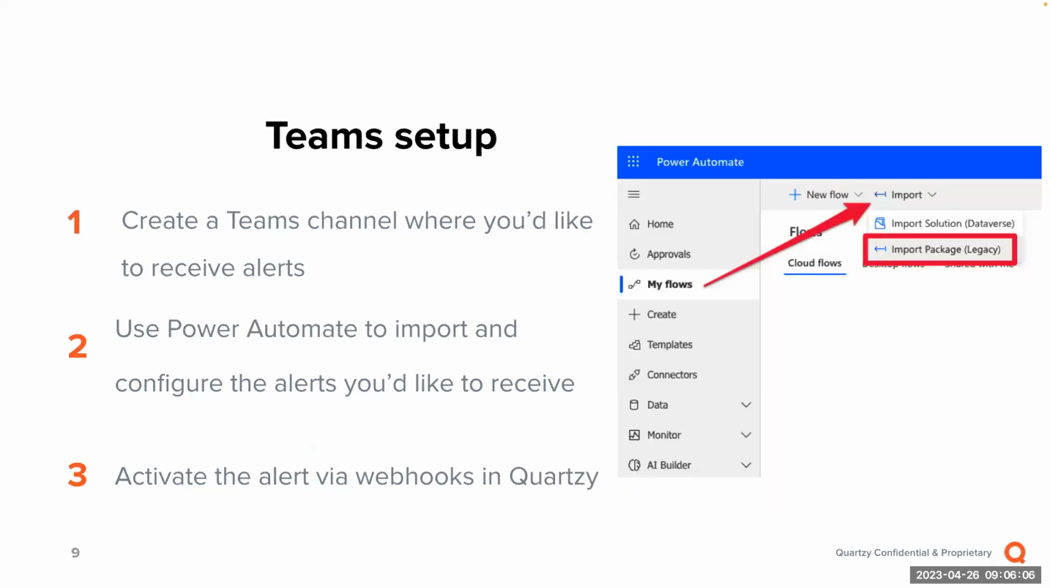The Teams setup is very similar here. You'll create or select a Teams channel. Then you'll use the Power Automate tool, import the package, configure and customize the alerts, and then activate those webhooks in Quartzy.